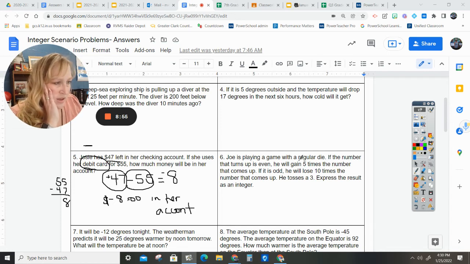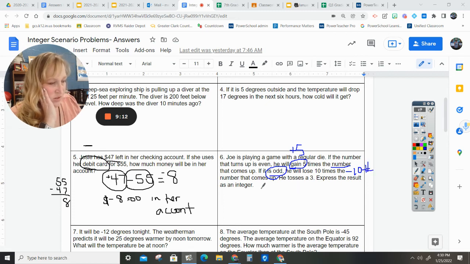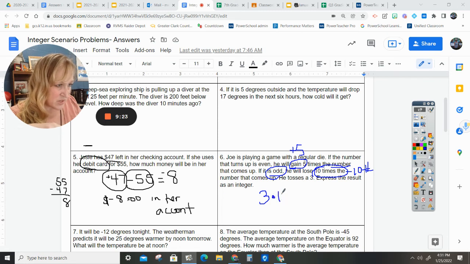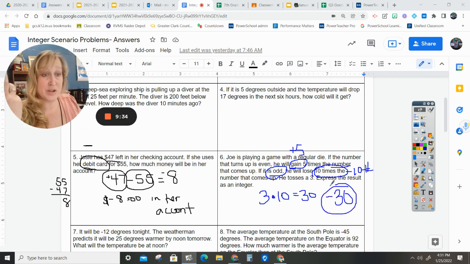Joe is playing a game with a regular die. If the number that turns up is even, he will gain 5, so that means plus the number that comes up. If it is odd, he will lose 10 times the number that comes up. He tosses a 3. So that 3 is odd, so he's going to lose 10 times the amount. So I'm going to do 3 times 10 equals 30. And since he is losing, that answer is going to be negative 30. That is the final answer. There you go. All done.